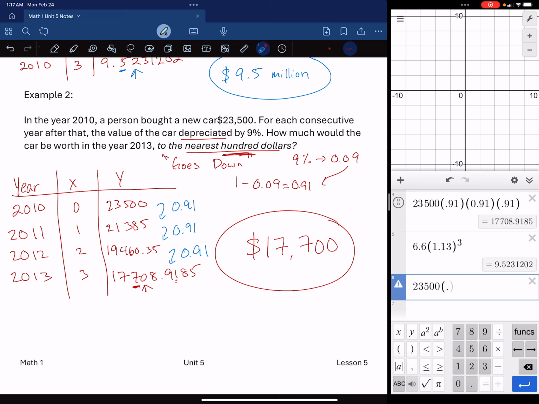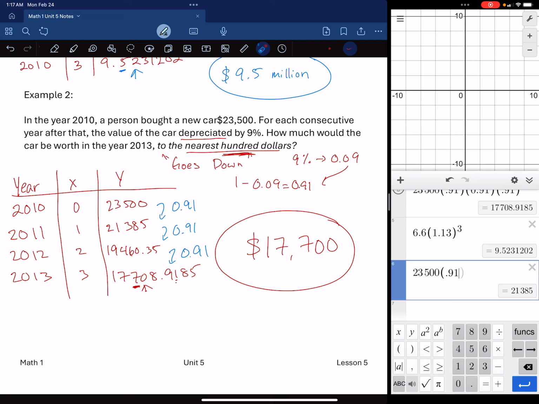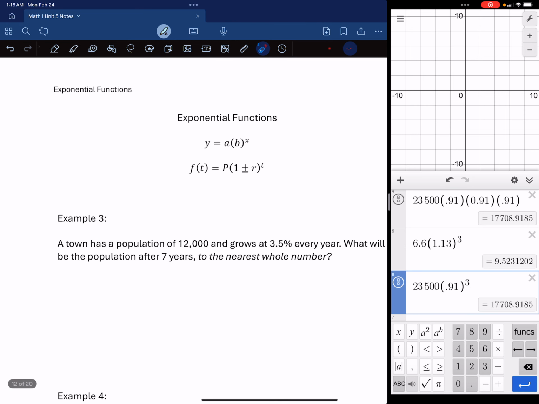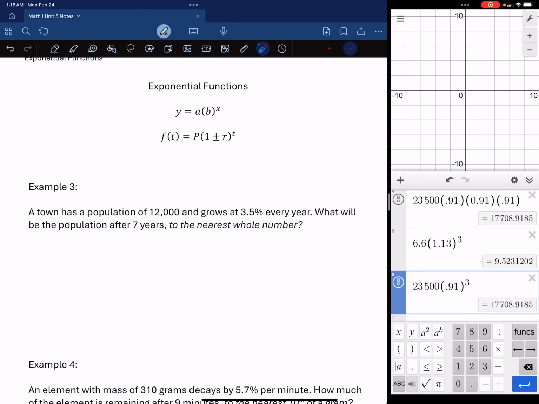We're depreciating it by 9%. Going again forward, not 2 years, but 3 years. You've gotten the same thing, $17,708.91. Okay? So we're going to use this formula going forward when we're doing multiple years in a row. So now it's just, can you read the problem and plug it into the right formula?